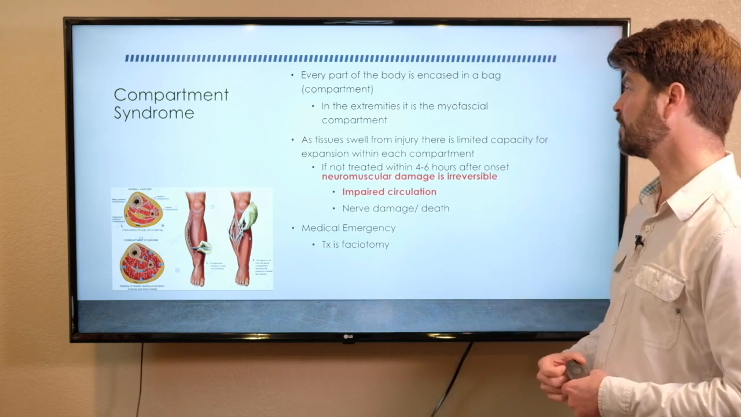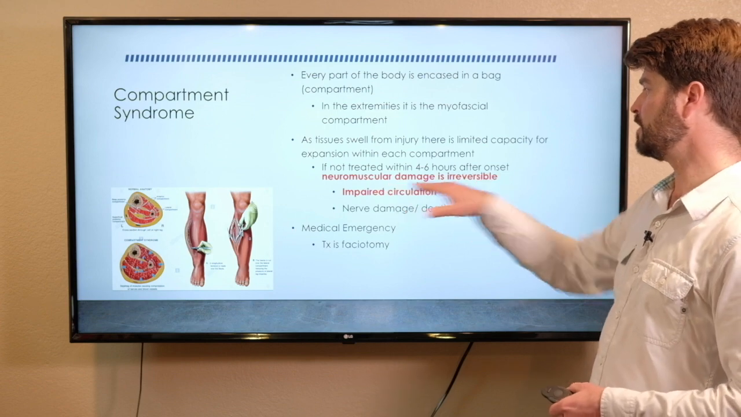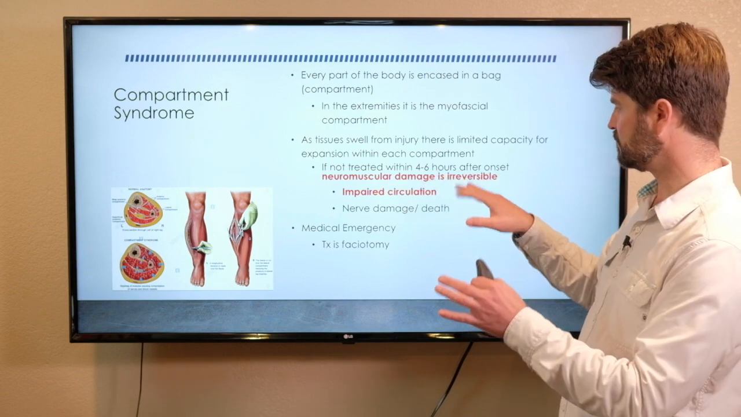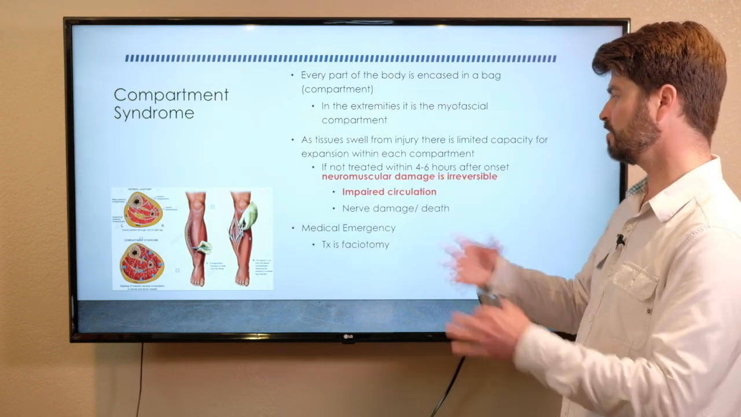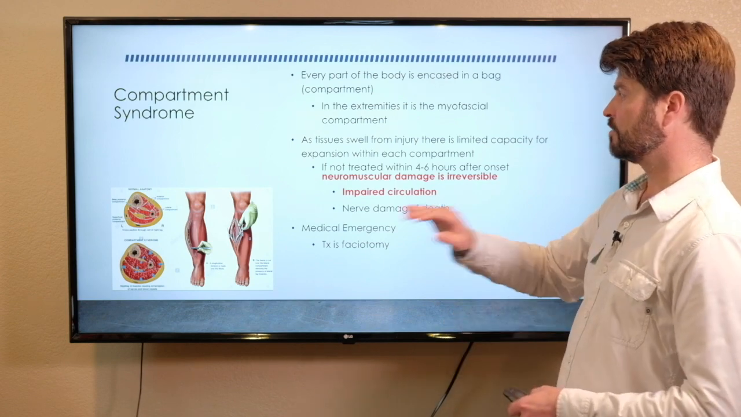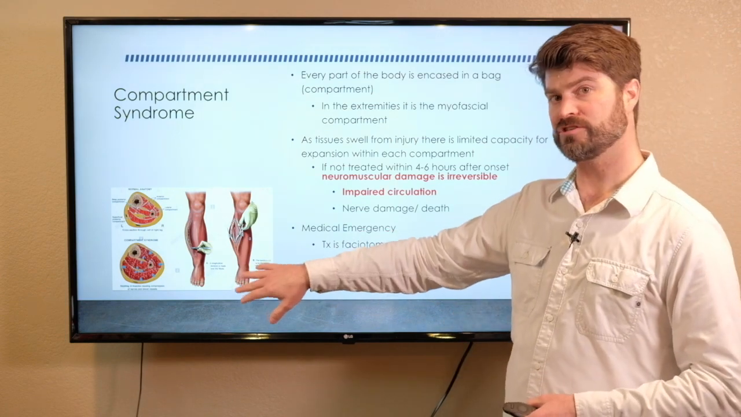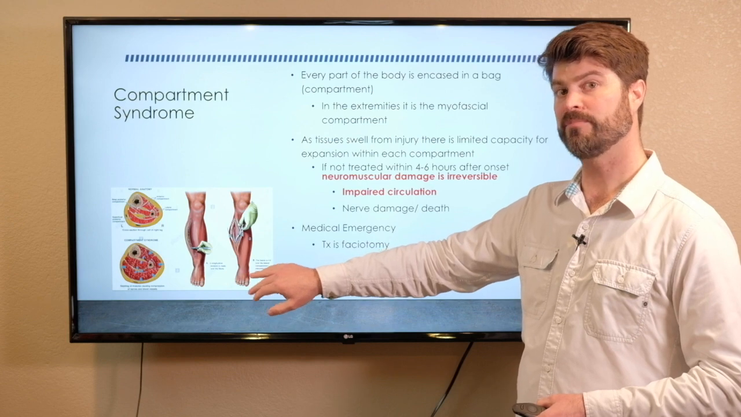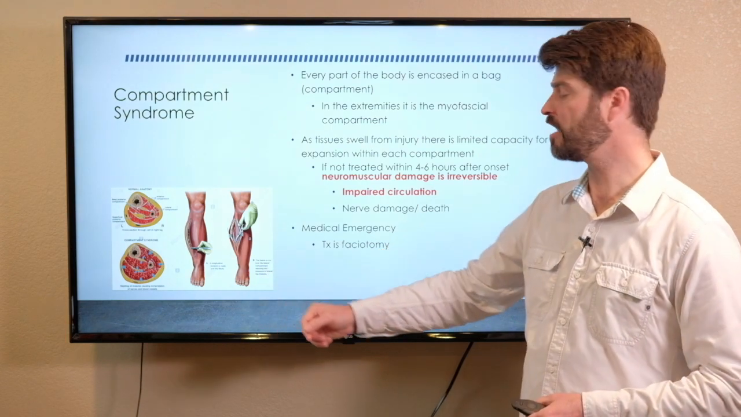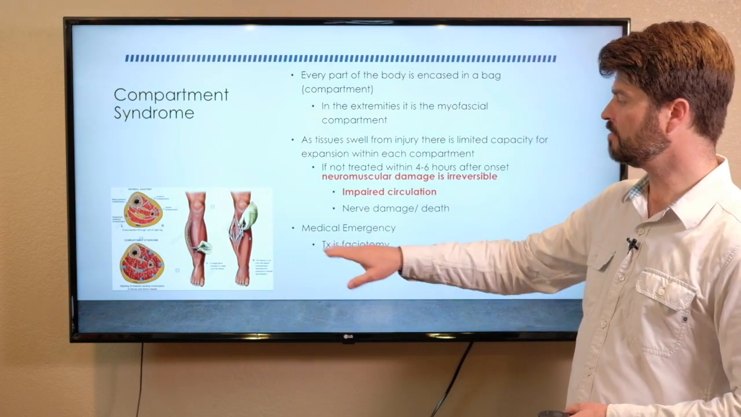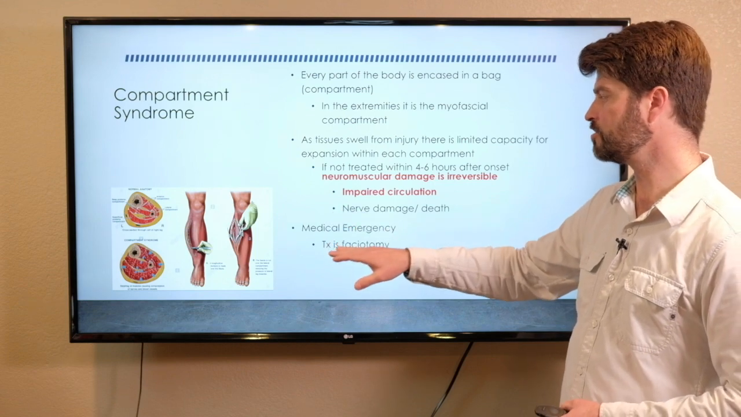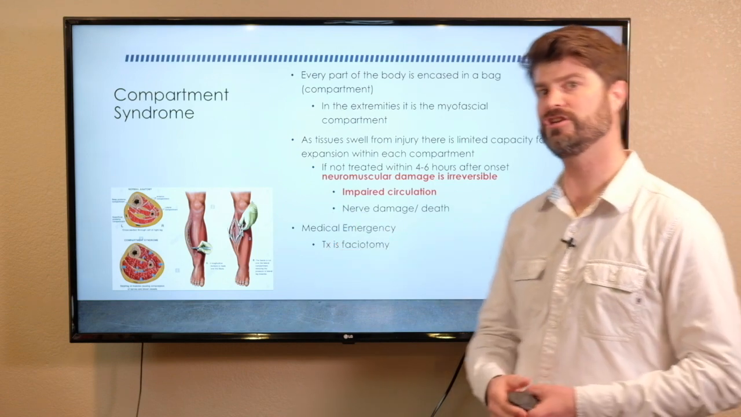So the things we need to look out for is the neuromuscular damage is irreversible, impaired circulation, we've talked about that. So the things we need to look out for are always our CMS checks distal to any type of ORIF repair or any fracture. And know that this is a medical emergency, and the treatment is what we call a fasciotomy.